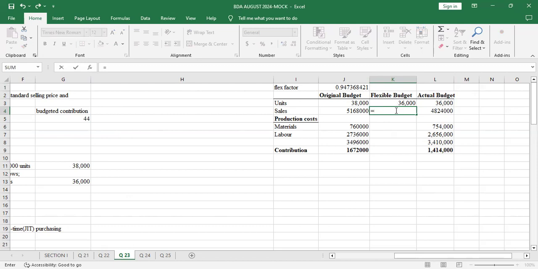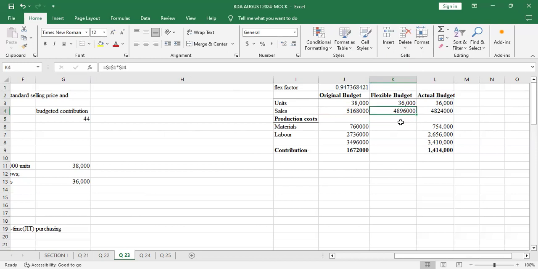So I'll say equals to, for sales, I'll pick this and multiply by the sales under original. But lock the flex factor completely because it will be applicable all through. Lock it completely, but I'll only lock the column under the original budget. Yeah. So I'll only lock the column. And then you enter.